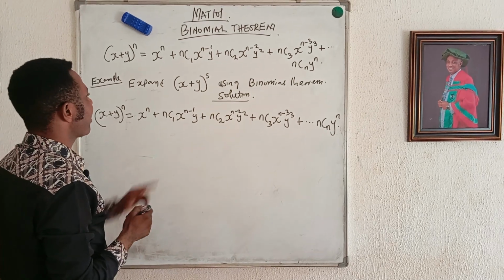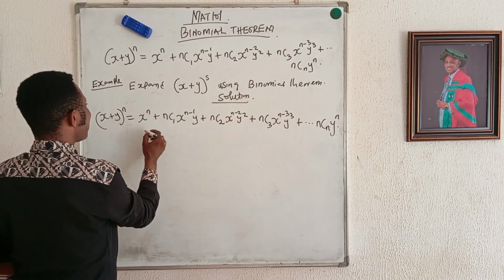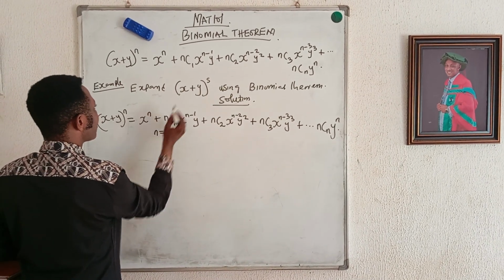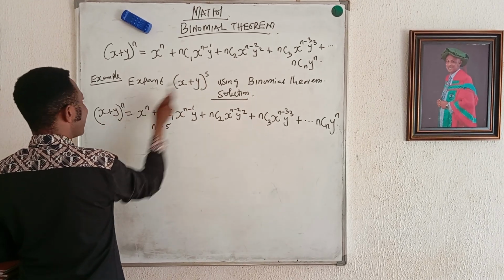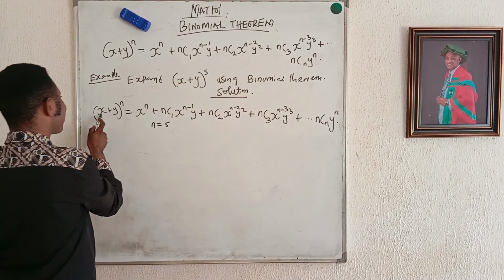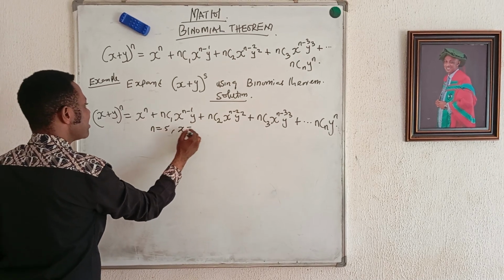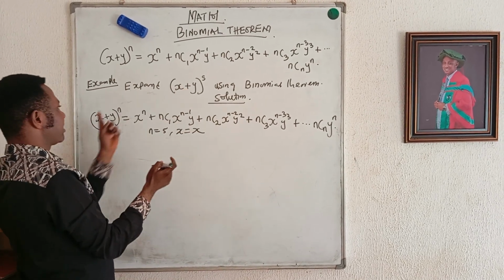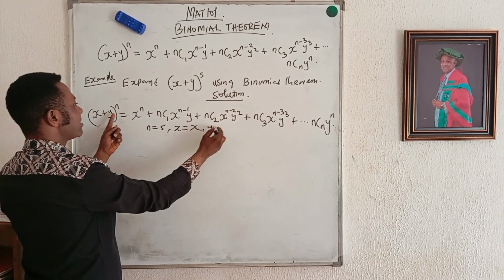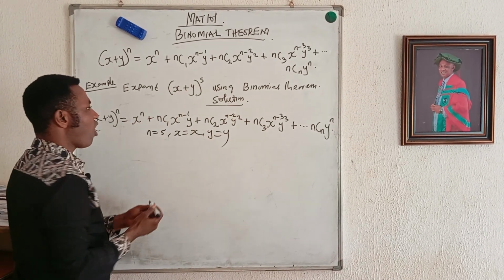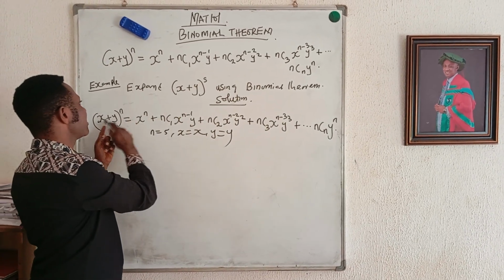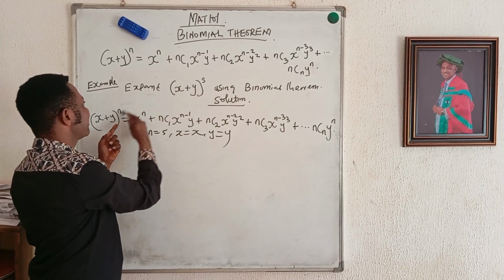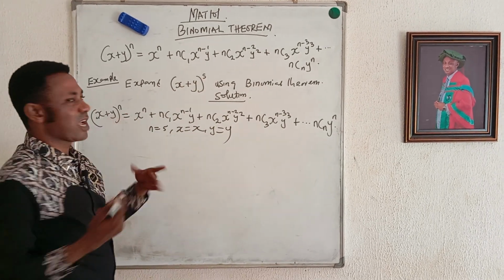If you check very well, what is my n? n here is 5. Look at it. Compare this with the question. n is 5. Then my x is x. This is the question, this is the formula. And y is y. So all we need to do now is to substitute x to be x, y to be y, n is 5. Then we are done.